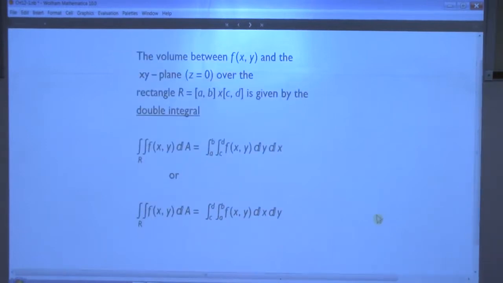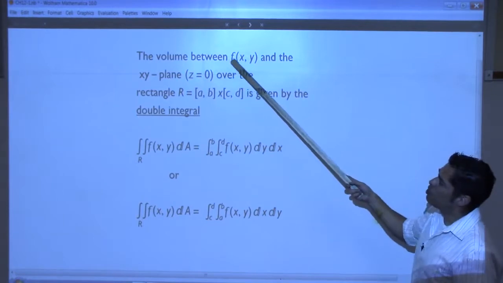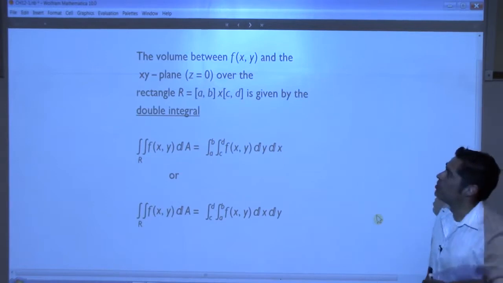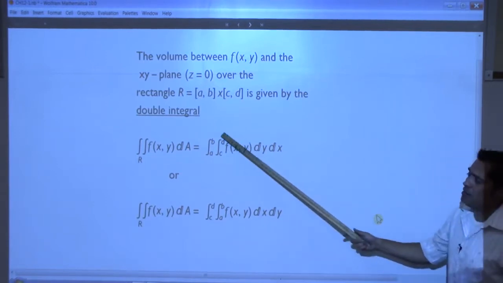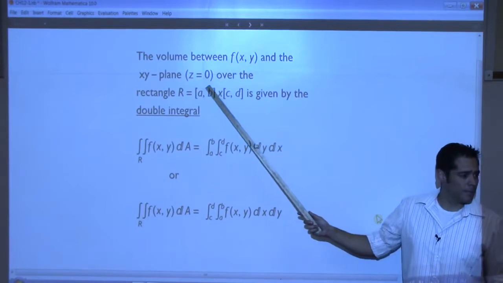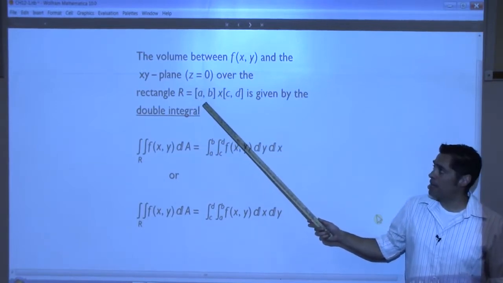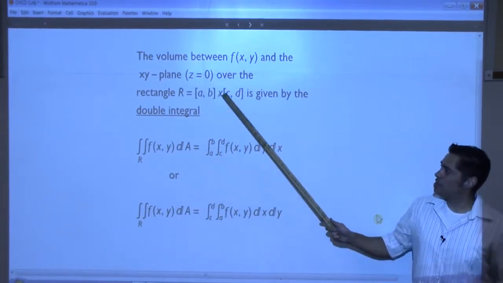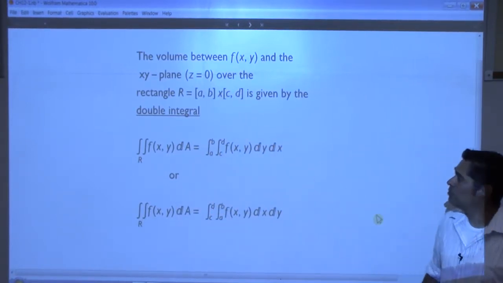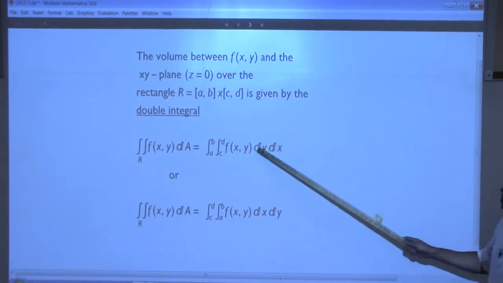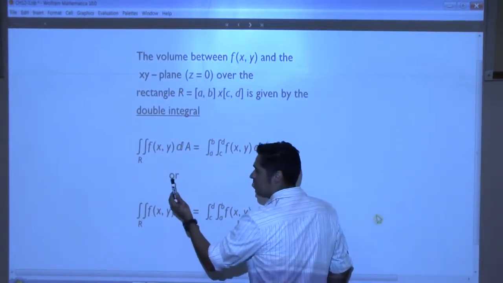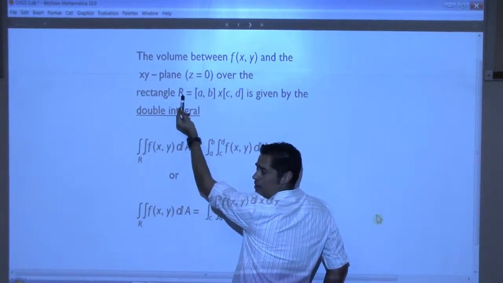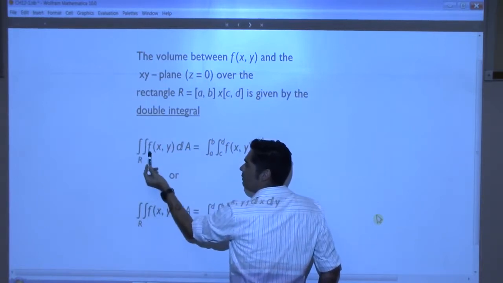Okay, so if you're trying to find the volume between some surface, f of x y, and the xy plane, which would be the ground, over some rectangular region. Now notice the way that we write the rectangular region. We write the closed interval a b cross c d. It's not a cross product, okay? That's just the way we write a rectangular region in R2. Then it's given by this double integral. Pay attention to this. Double integral over R. R is what? R is the rectangle, right? The double integral over R of f of x y.